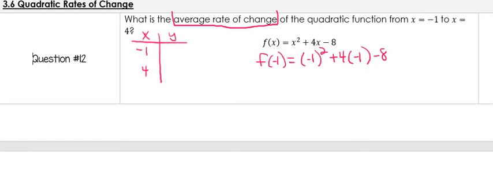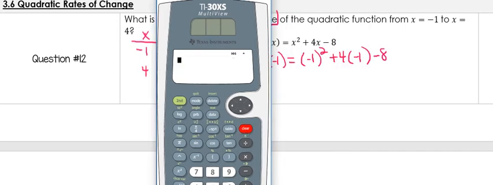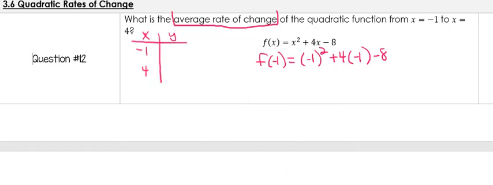Okay, I'm going to take that expression and plug it into my calculator. So -1 all squared plus 4 times -1 minus 8. Do it all at once and I end up with -11. So that is my y value when x is -1.